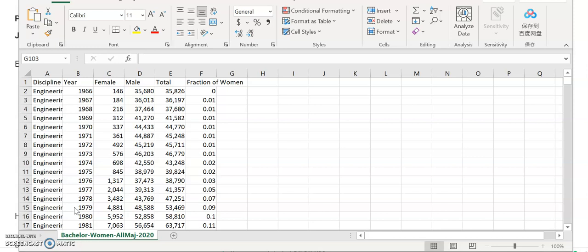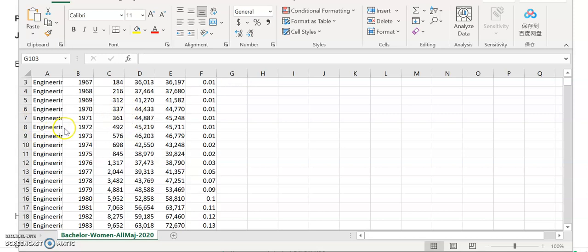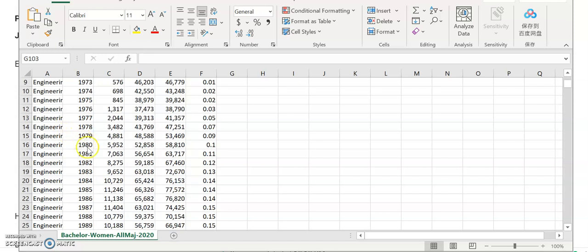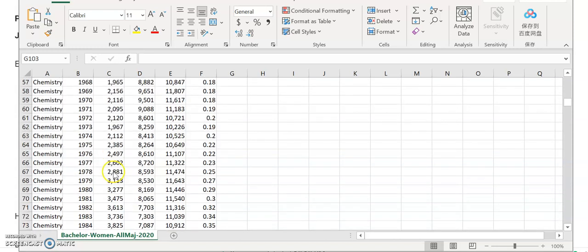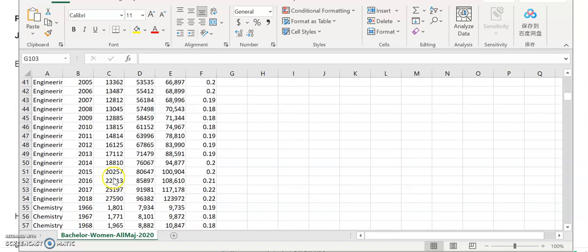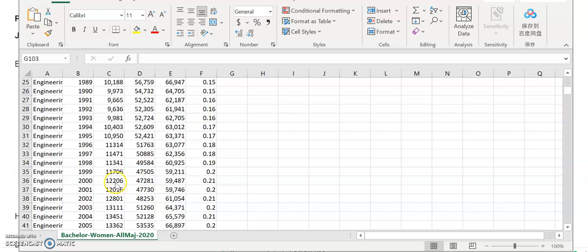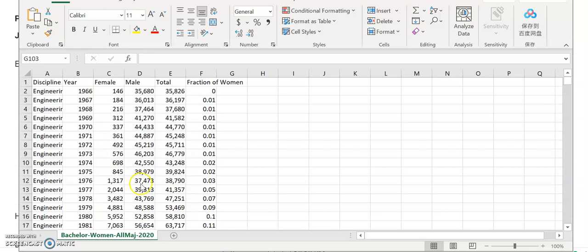This is Xinyu. I worked with the dataset that contains the STEM field bachelor degrees earned by women in the US from the year 1966 to 2018. The raw dataset comes from the American Physical Society website. So the columns are the academic disciplines such as engineering, computer science, physics, chemistry, etc. Also, columns include the years from 1966 to 2018, numbers of female students, male students, total, and fraction of women.